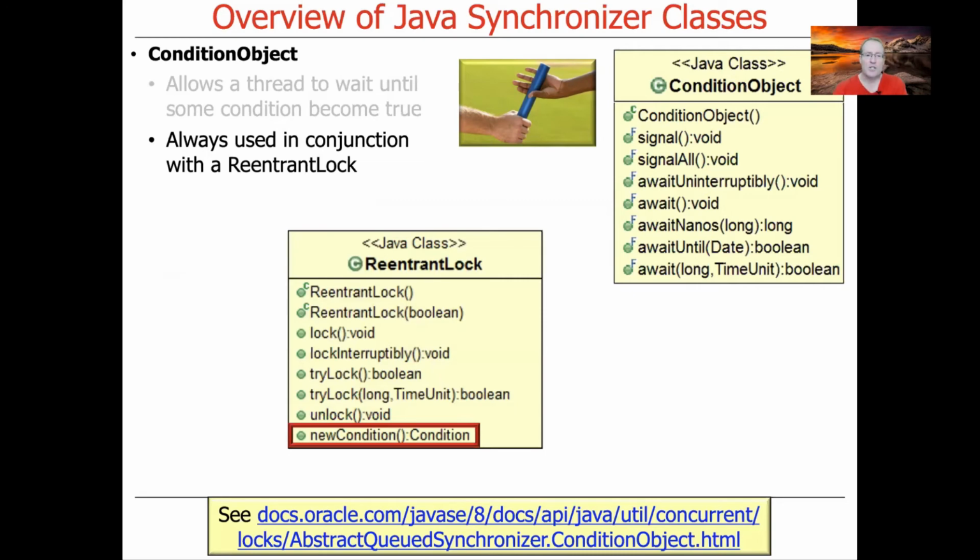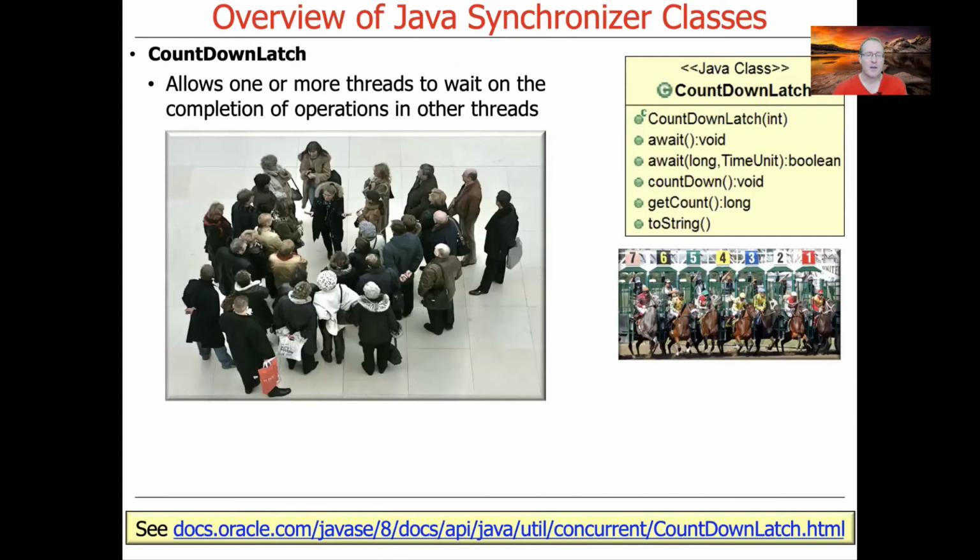Condition objects are always used in conjunction with a ReentrantLock. So they come together, and there's a factory method on ReentrantLock that actually returns a condition that's used with that lock. And I'll explain why we need that later.